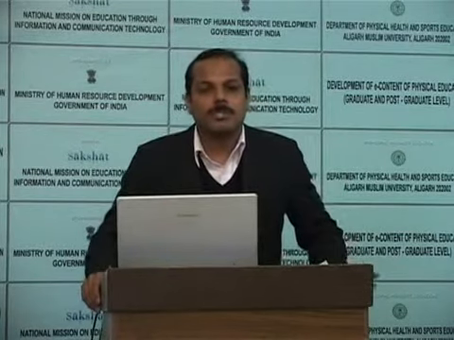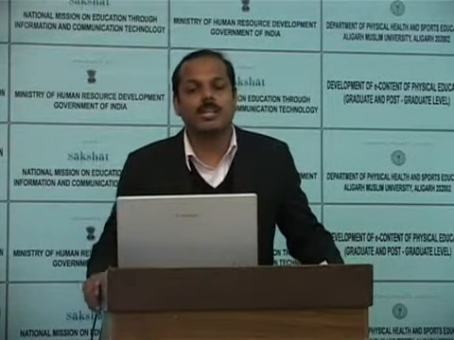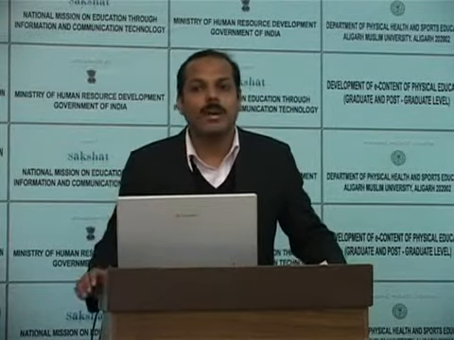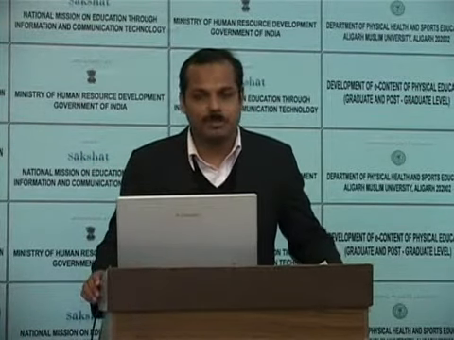Intracapsular ligament means the ligaments seen inside the joint capsule, or inside the joint. The name of the ligament is the ligamentum teres. It is seen between the acetabulum and the fovea of the head of the femur.